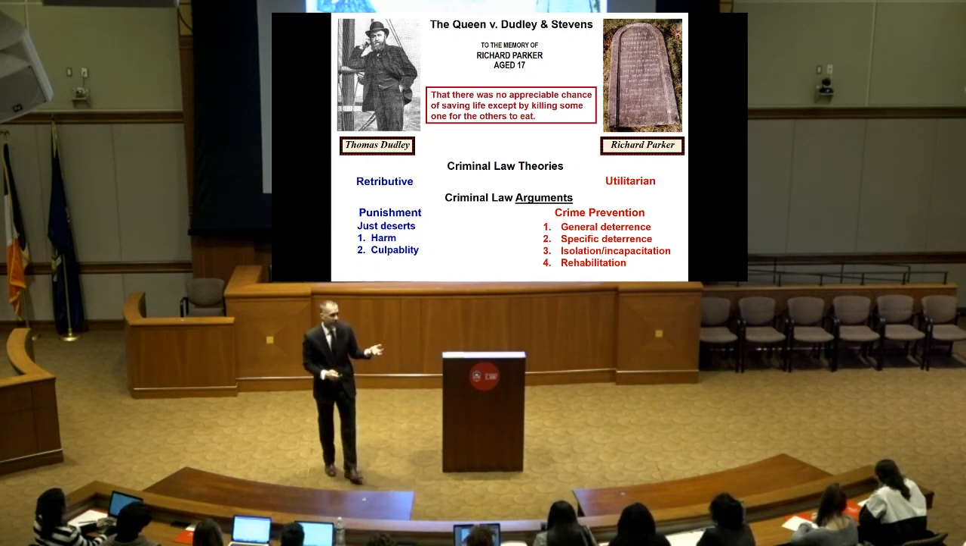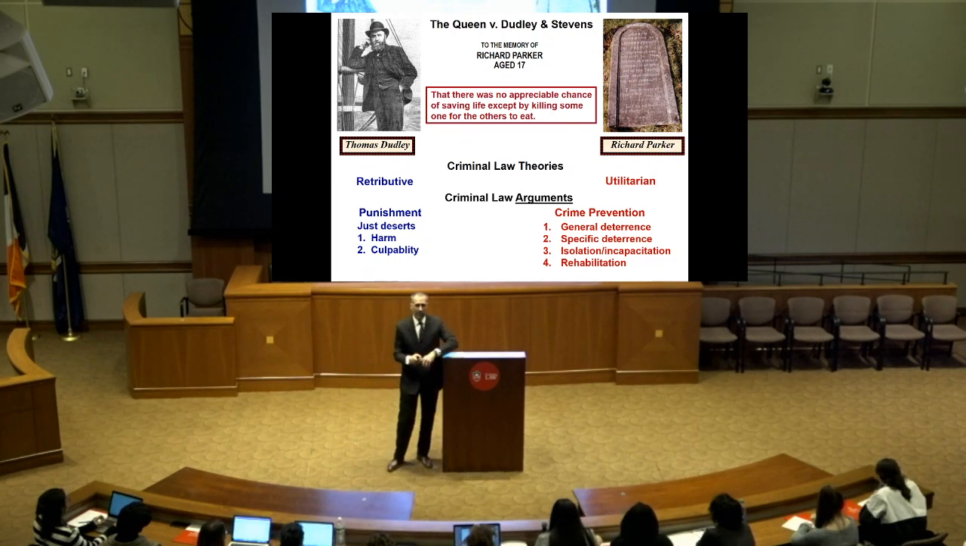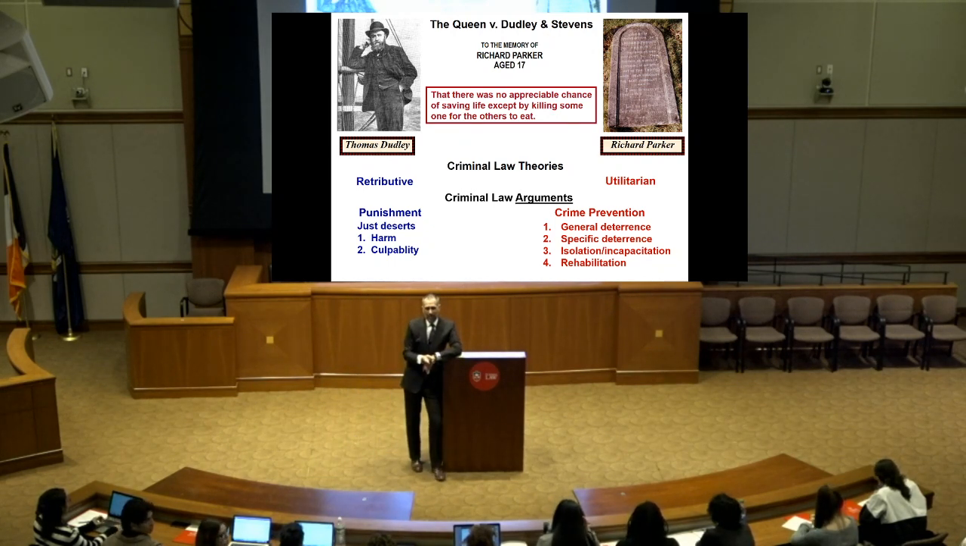Does anybody know how the Dudley and Stephens case came out? What was the result? Hope. Yeah, take the microphone. Were they found guilty or not guilty? They were found guilty. What was the punishment for murder in England in 1884? Death. Were they executed? Nope.